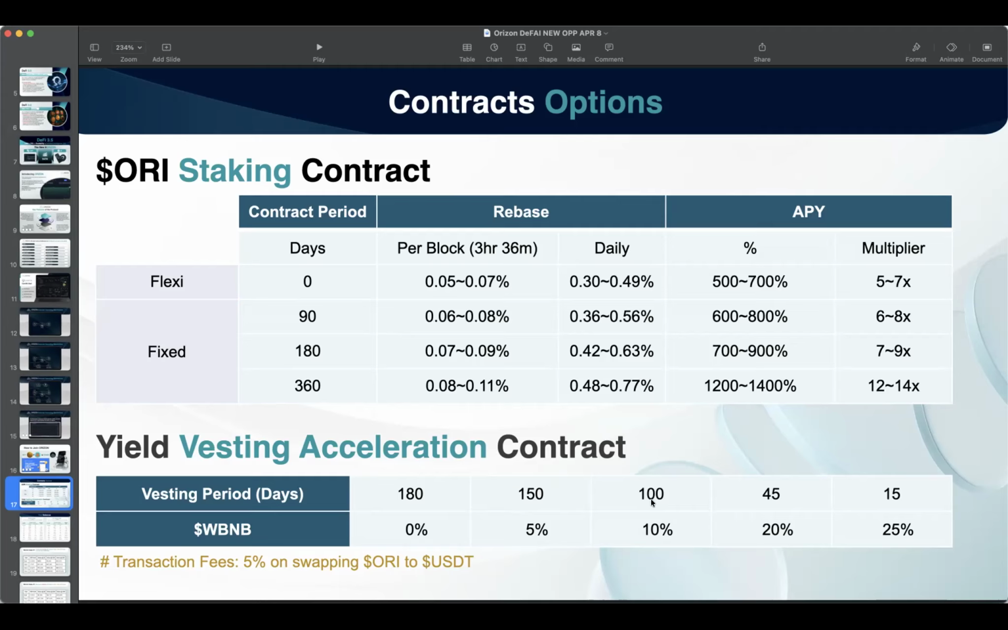If you want to do it in 100 days, the same thing, you go and buy 10%, which is 18 ORI. You buy 18 ORI and bond, or you buy WBMB of that value and bond. Once you bond, you can unlock the 100 days option and you begin to withdraw. The fastest time frame is 15 days.